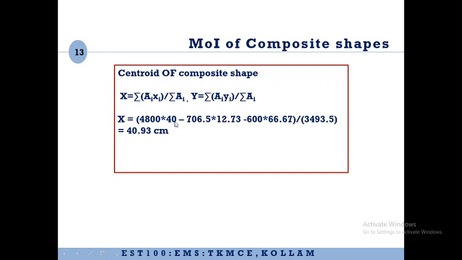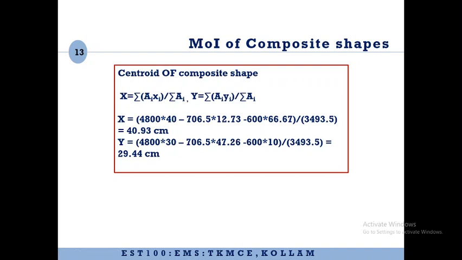Here we have to understand that there is minus sign used for A2 and A3 because to get the required composite shape we have to subtract the quarter circle as well as the triangle from the original rectangle, that is figure number 1. Therefore we are using the negative signs here.